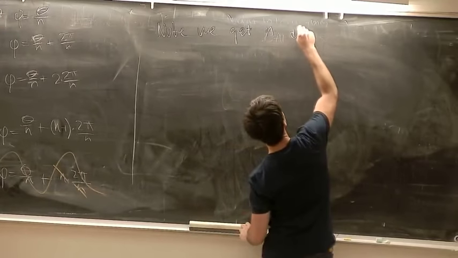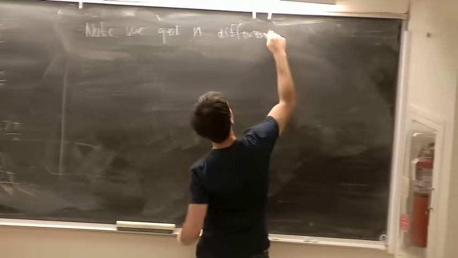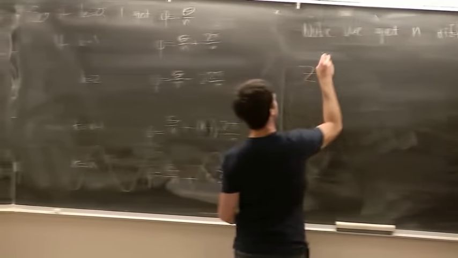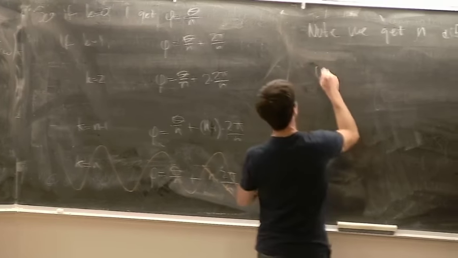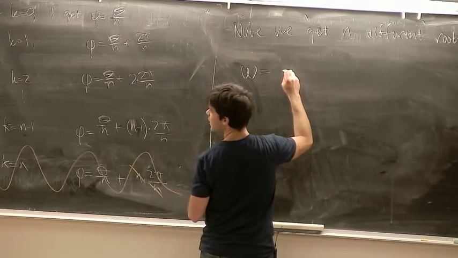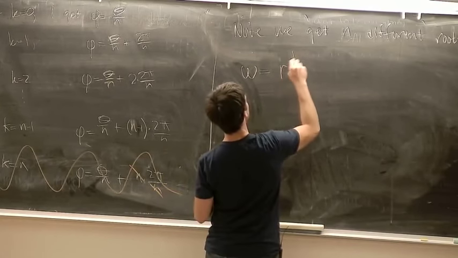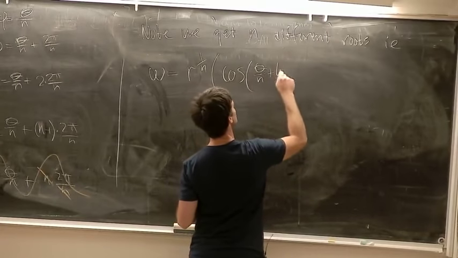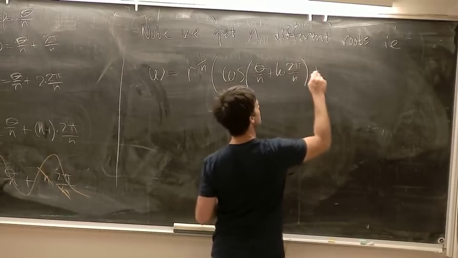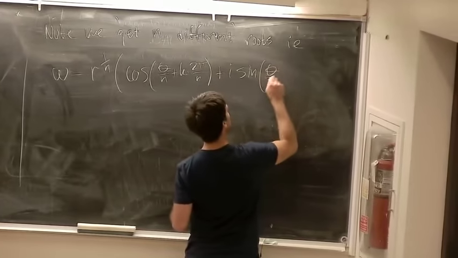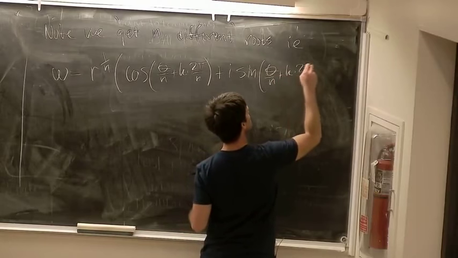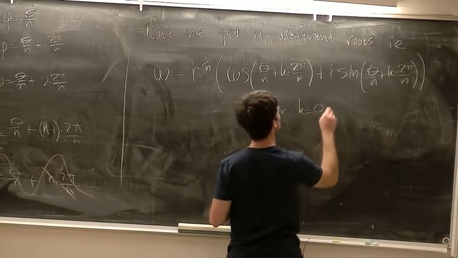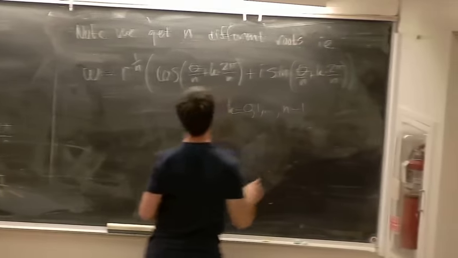We get n different roots, i.e. w is equal to r to the 1 over n times cos of theta over n plus k times 2 pi over n plus I sine theta over n plus k times 2 pi over n, for k equals 0, 1, all the way up until n minus 1.